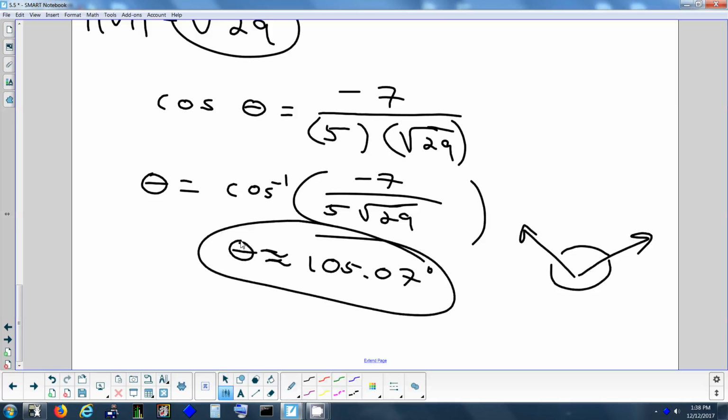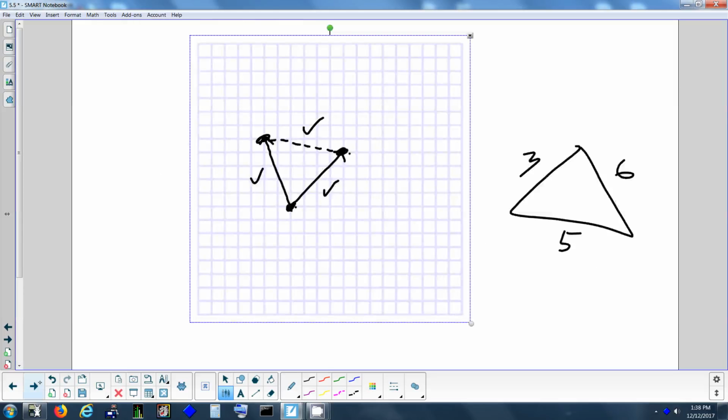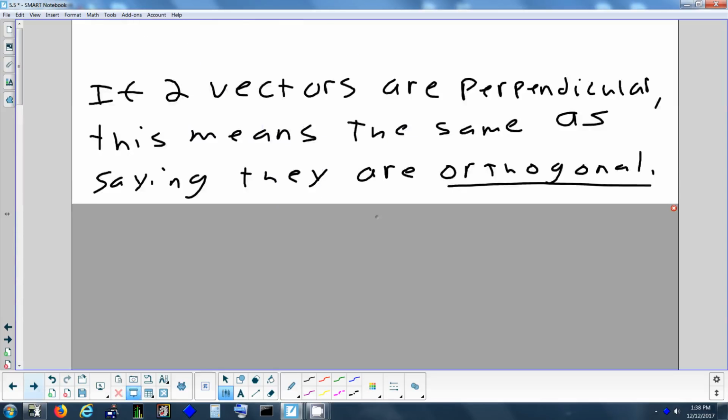But sometimes the angle does come out to something special. Anybody have a guess what would be considered a special angle between two vectors? 45, 90, 30. Yep, 90. And if two things form a 90-degree angle, they are perpendicular. So that's the first one we'll talk about. 180, we'll talk about in a second.